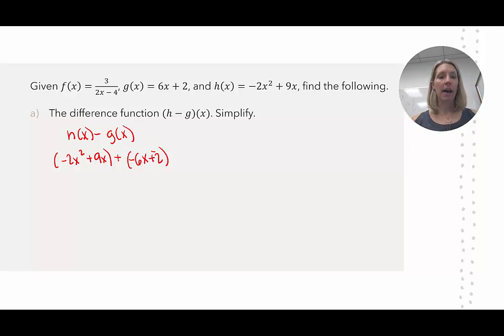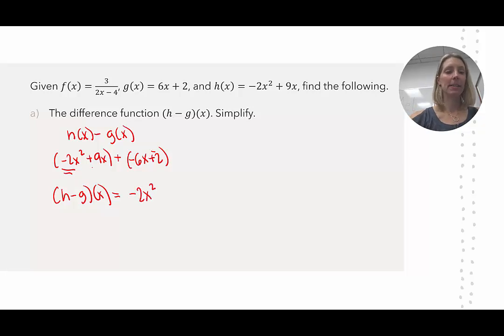Now I'm ready to identify the like terms. I like putting my answers in descending order, meaning I start with the largest exponent, which here I see is the x squared. It's the only one of its kind. And I'm just going to go back and label what I'm doing. H minus g of x is equal to negative 2x squared.